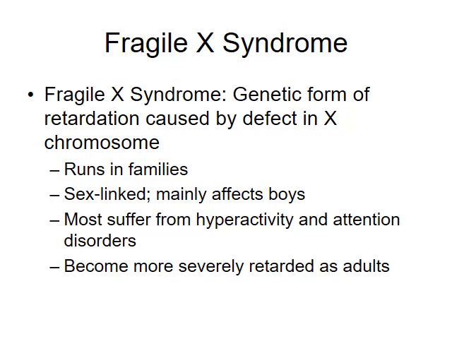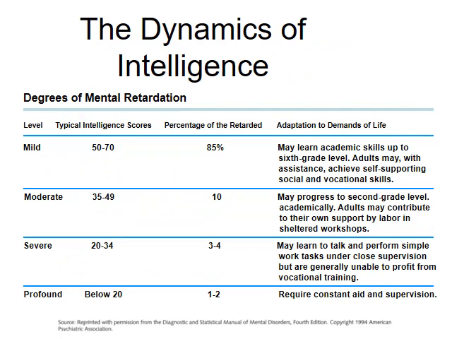Fragile X runs in families. It's sex-linked, mainly affects boys because it deals with an incomplete X chromosome. So men, since they only have one, don't have a separate X to make up for it. They'll suffer from hyperactivity and attention disorders, and then as they get older, they become more severely retarded. When we look at intelligence, again, here you have the range, and as the IQ score gets lower, notice that the adaptation to the demands of life also becomes much less.